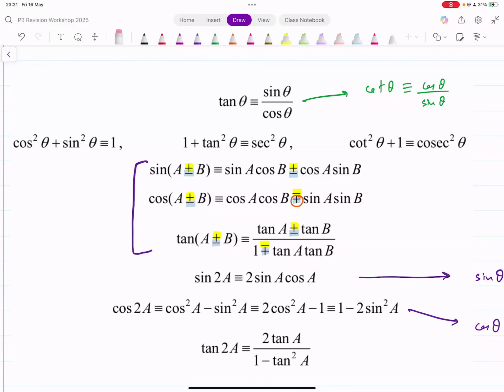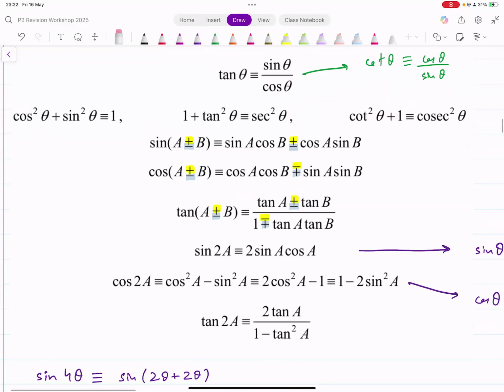For tan, for instance, this is tan of A plus B. That is identical to tan A plus tan B divided by 1 minus tan A tan B, right? So the sign that is written above corresponds to the sign that's written above on the other side as well. The sign that's written below corresponds to the sign that's written below on the other side as well. So tan A minus B is tan A minus tan B divided by 1 plus tan A tan B. And that's the identity that you've got. So these are 6 identities written in 3 different lines like this.